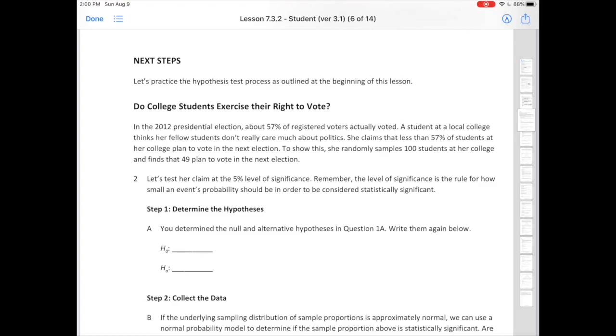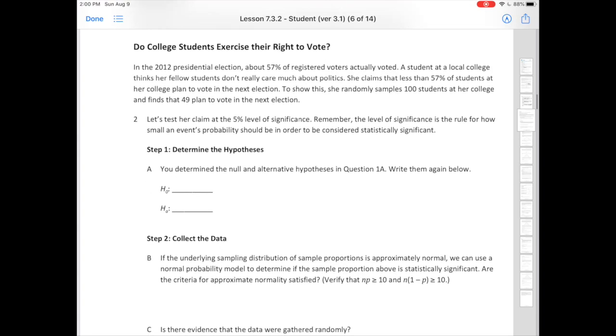So let's practice the hypothesis test process as outlined in the beginning of the lesson. We're going to do some example problems that use these scenarios we just talked about, okay? So first example, do college students exercise their right to vote? In the 2012 presidential election, about 57% of registered voters actually voted. A student at a local college thinks her fellow students don't really care much about politics. She claims that less than 57% of students at her college plan to vote in the next election. To show this, she randomly samples 100 students at her college and finds that 49 plan to vote in the next election.